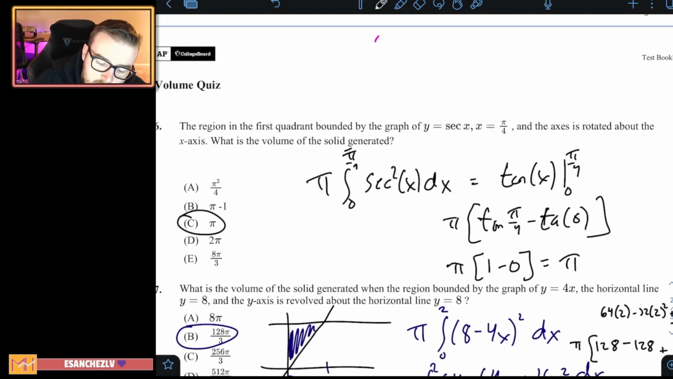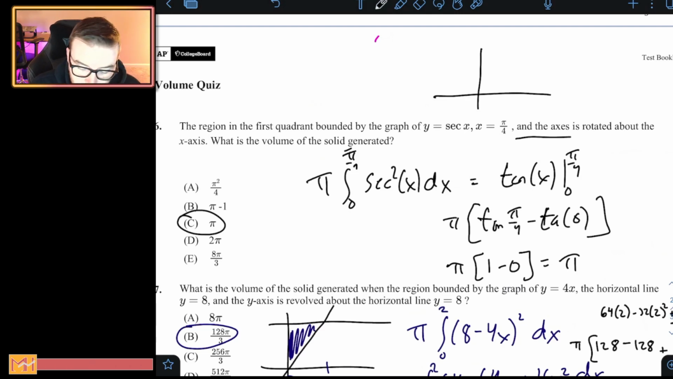The fact that it says "and the axis" is saying bounded by the y and the x, right? The plural of axis is axes. Let me double check that. The plural of axis is axes, A-X-E-S, which is hysterical.